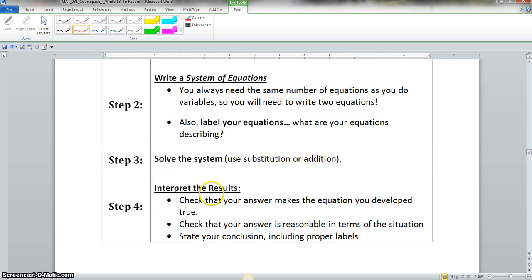Okay, step 4, interpret the results. Check that your answer makes the equations you developed true. Check that your answer is reasonable in terms of the situation and state your conclusion, including proper labels.